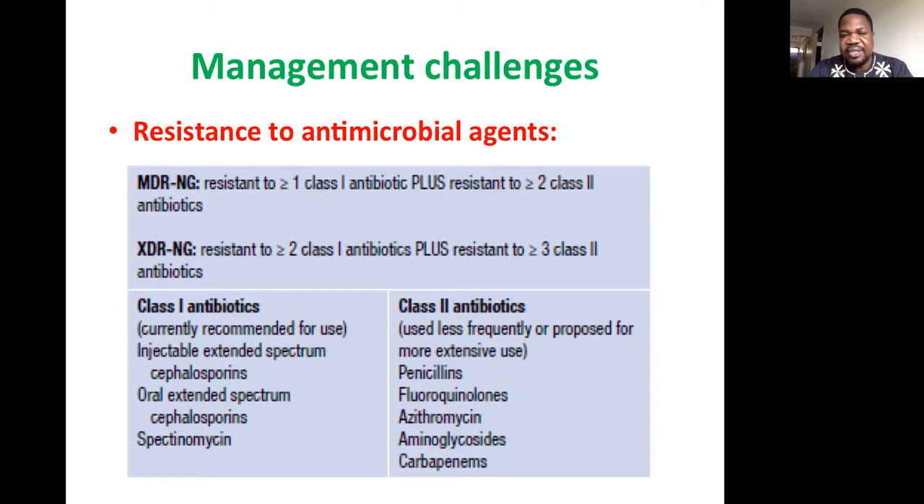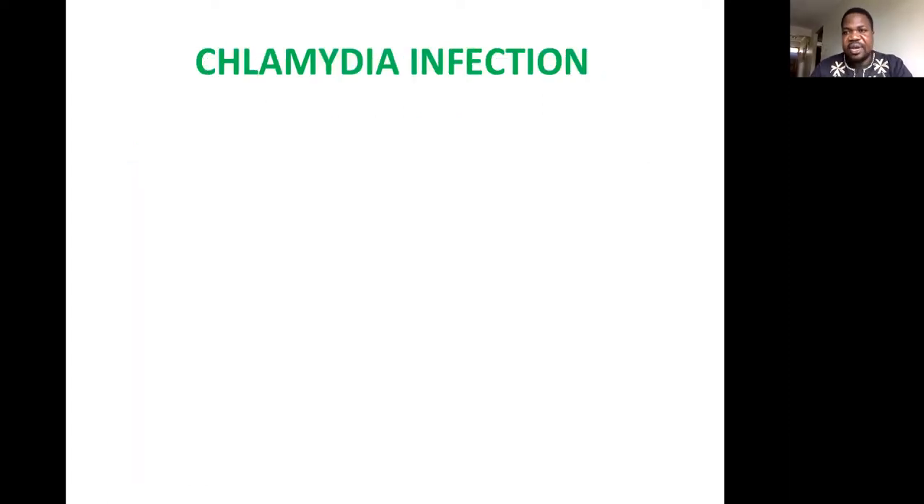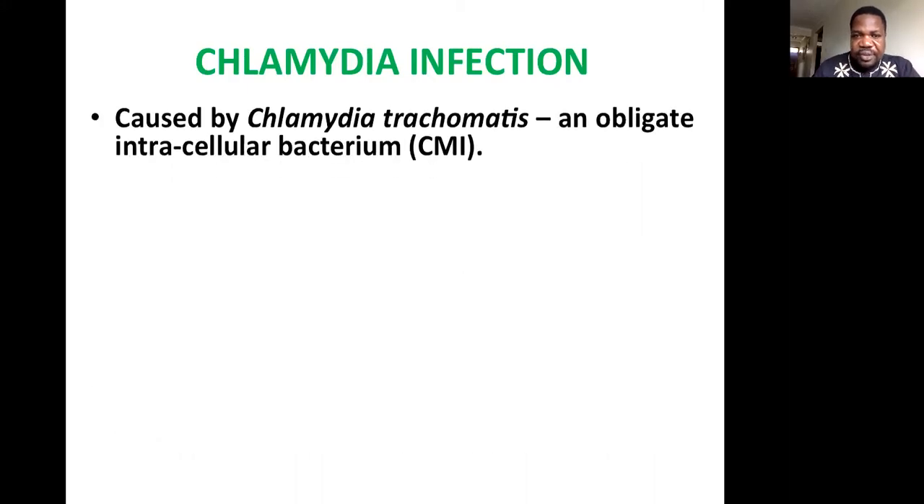Extensively drug resistant Neisseria gonorrhea is when you have resistance to 2 or more in class 1 and 3 or more in class 2. That's extensively drug resistant Neisseria gonorrhea. And here we really need to do antimicrobial susceptibility testing to know what antibiotic we can use against this infection. Now, let's look at chlamydia infection.